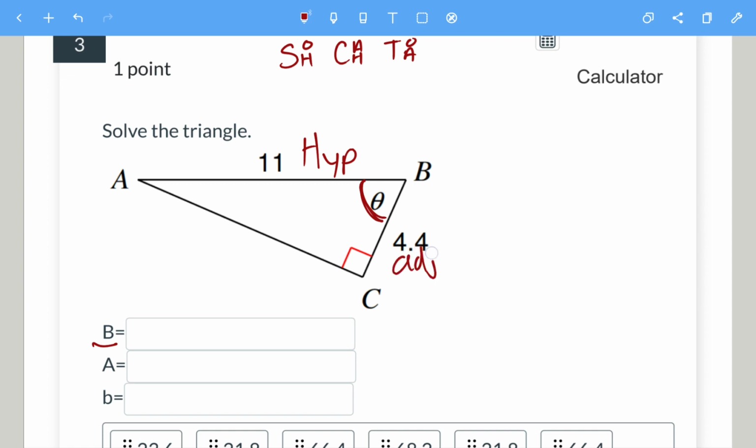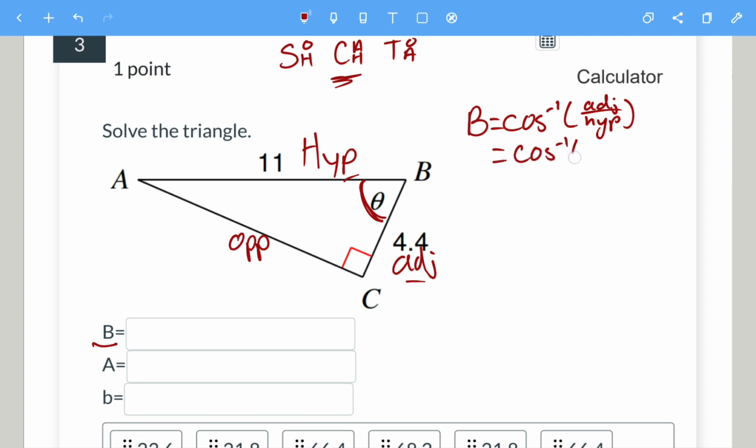That's the hypotenuse. This is the adjacent. This is the opposite. We have the adjacent and hypotenuse, which means we're going to be using cosine. And because we're looking for the angle, we are going to use the inverse. So the angle B equals cosine inverse of the adjacent over the hypotenuse, which is the same as cosine inverse of 4.4 over 11. Use a calculator to get that.